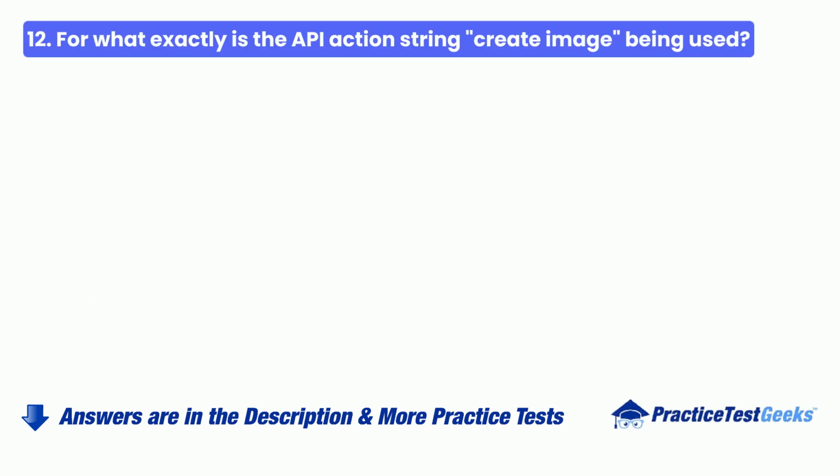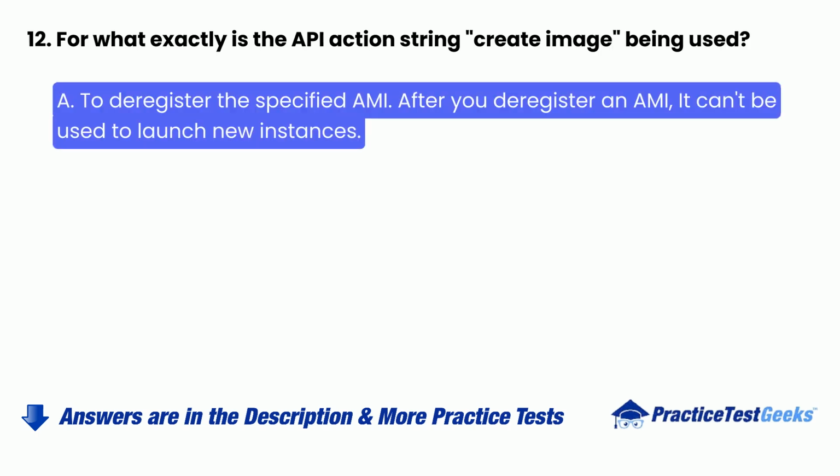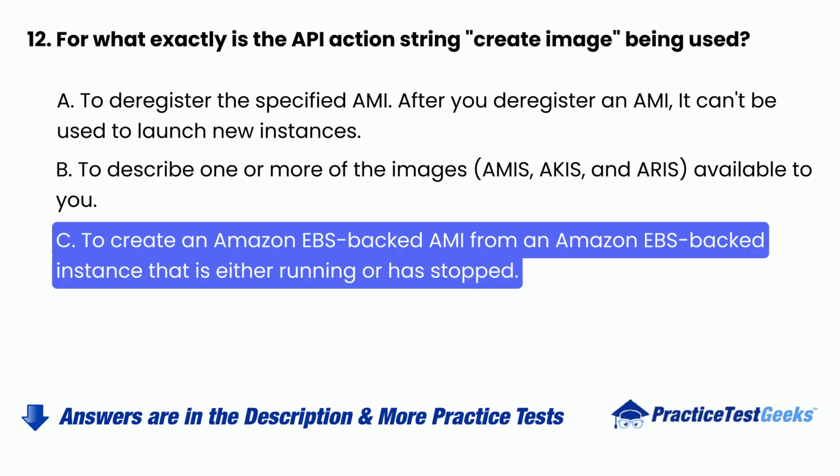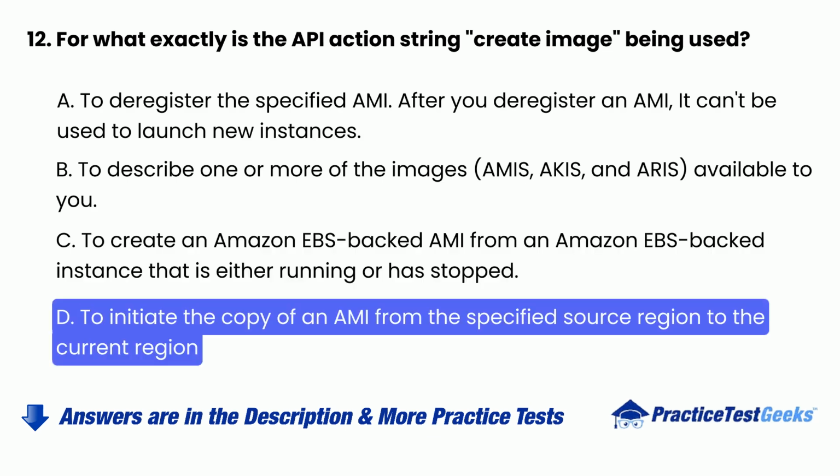12. For what exactly is the API action string CreateImage being used? A. To deregister the specified AMI. After you deregister an AMI, it can't be used to launch new instances. B. To describe one or more of the images, or AMIs, AKIs, and ARIs available to you. C. To create an Amazon EBS-backed AMI from an Amazon EBS-backed instance that is either running or has stopped. D. To initiate the copy of an AMI from the specified source region to the current region.